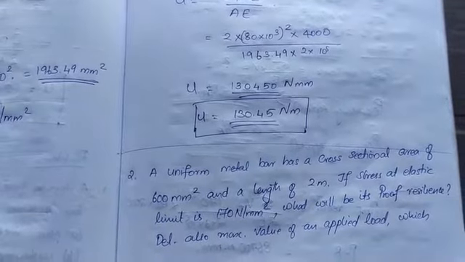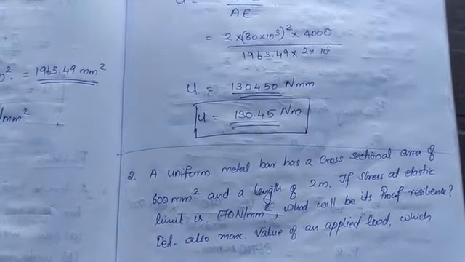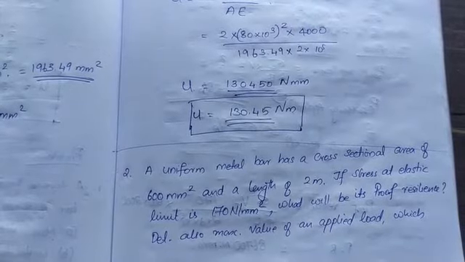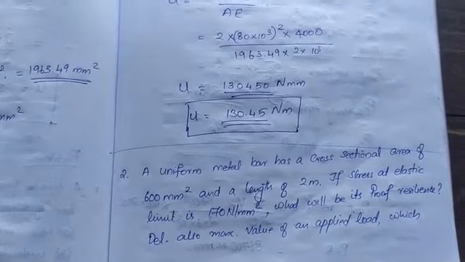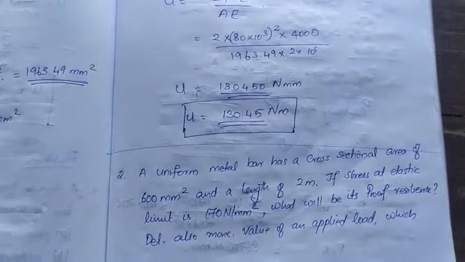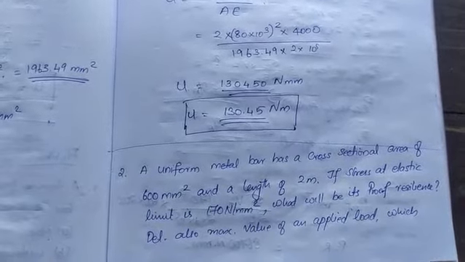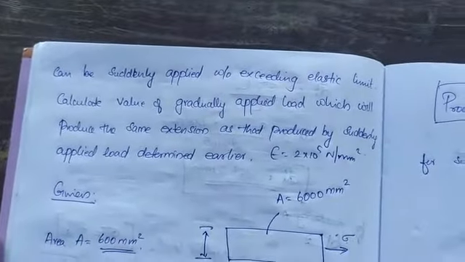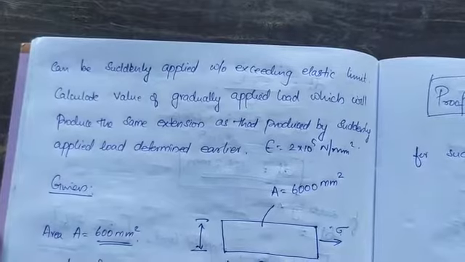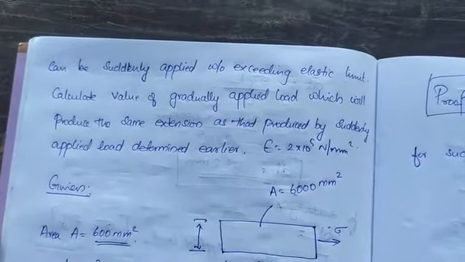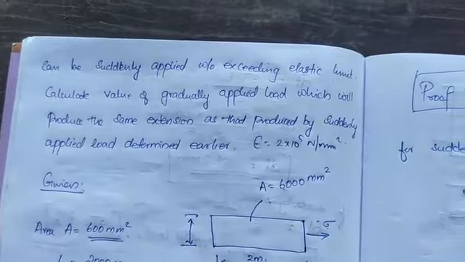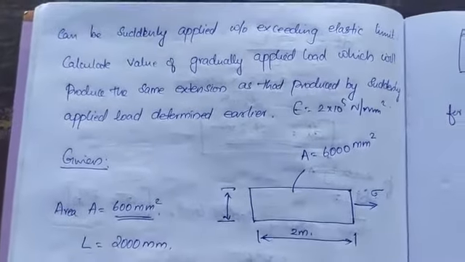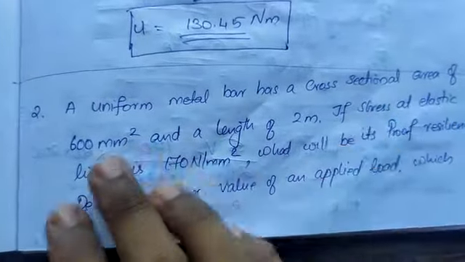A uniform metal bar has a cross-sectional area of 600 mm square and a length of 2 meter. Stress at elastic limit is 170 Newton per mm square. What will be its proof resilience? Determine also the maximum value of an applied load which can be suddenly applied without exceeding elastic limit. Calculate the value of gradually applied load which will produce the same extension as that produced by the suddenly applied load determined earlier. E is given.